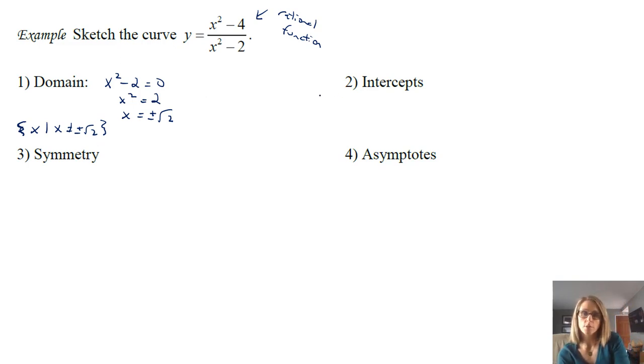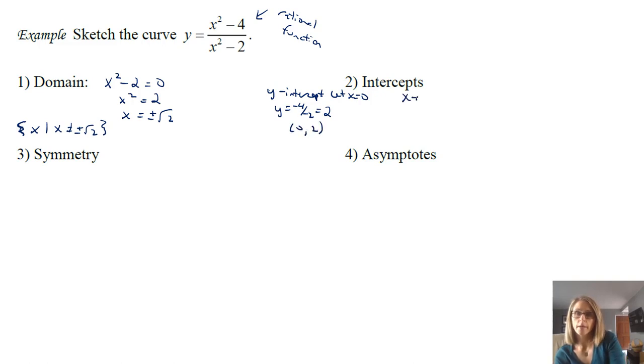When we move on to intercepts, we think about the y-intercept. We let x equal 0. If we do that, you can see that we're going to have negative 4 over negative 2, which is 2. So x equals 0, y equals negative 4 divided by negative 2, which is 2. So we get the point 0, 2.